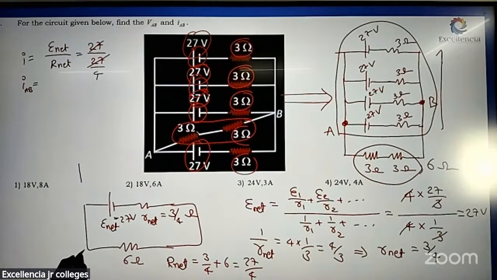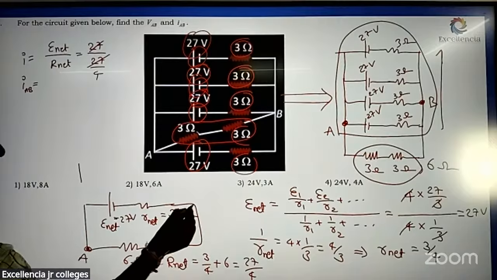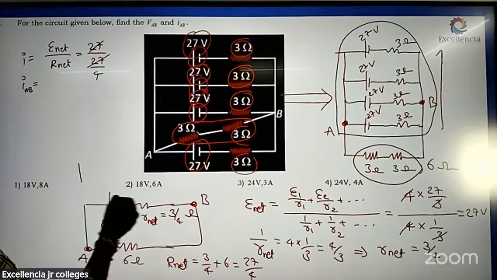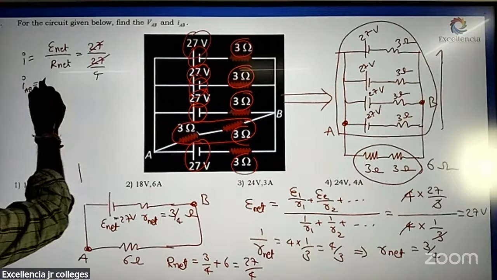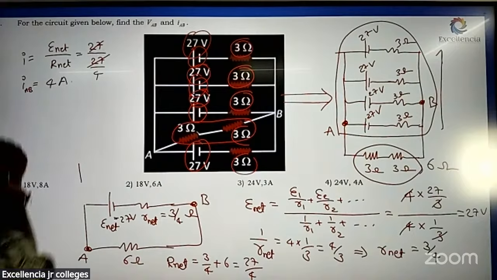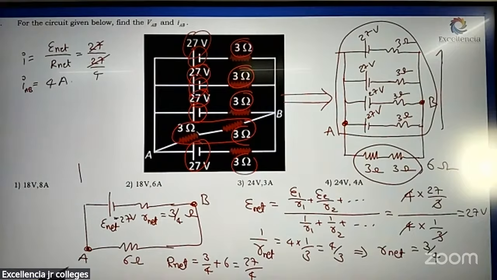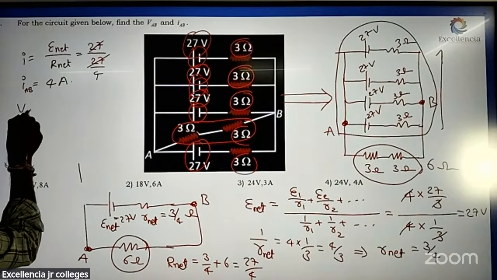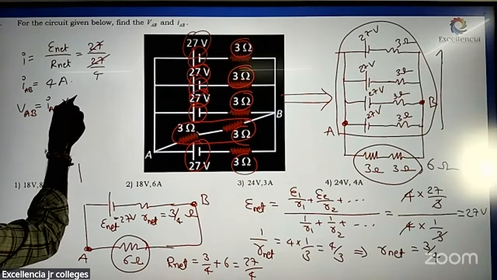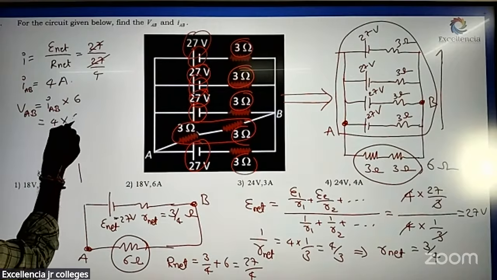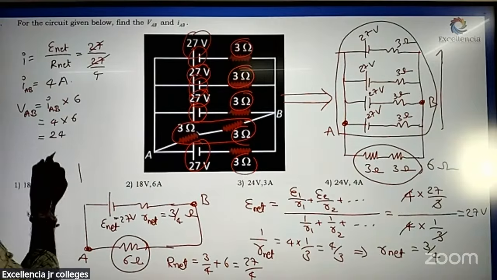One more thing. This point will be A and this point will be B. This is a single circuit only, so throughout this circuit the same current will be passing, which is equal to 4 amperes. Now we can get the voltage across the 6 ohms. The voltage will be the voltage difference between A and B, so VAB equals IAB into 6, so 4 into 6. How much are we getting? 24.